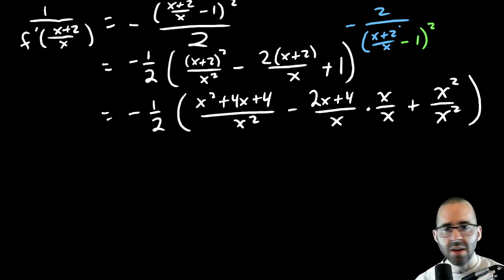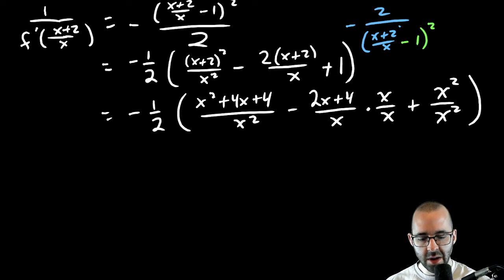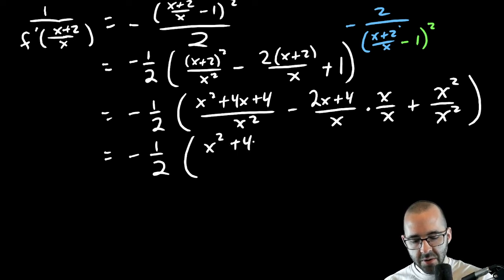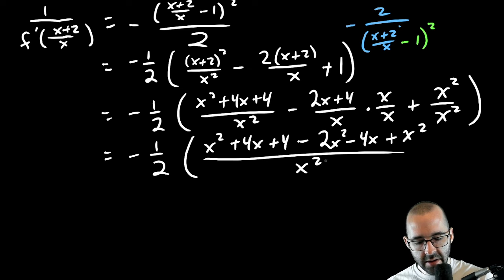Going fast here because we're done with the calculus. We're just doing some algebra right here. And again, it's fine if algebra is unfamiliar. Feel free to ask questions about that. So combining fractions now, we get x squared plus 4x plus 4 minus 2x squared minus 4x. Make sure to distribute that negative, plus an x squared over here, all over 2x squared.